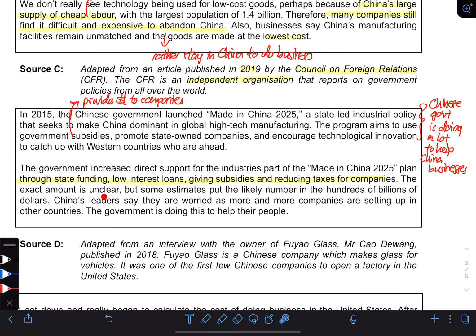The exact amount is unclear, but some estimates put the likely amount in the hundreds of billions of dollars. Means billions of dollars are going into supporting Chinese businesses. Why are they doing this? Because China's leaders are worried as more and more companies are setting up in other countries. They decide to leave China for other countries. The government is doing this to help their people. Okay. So once again, big idea of source C. Big idea is China is doing a lot to help the China businesses. What are some examples? Examples are giving funding and giving low interest loans to the companies. So that's what source C is about.